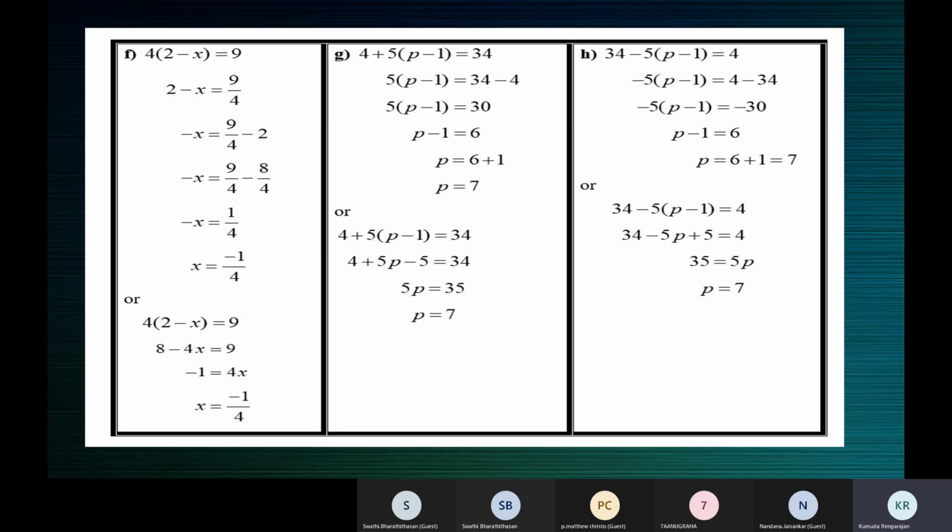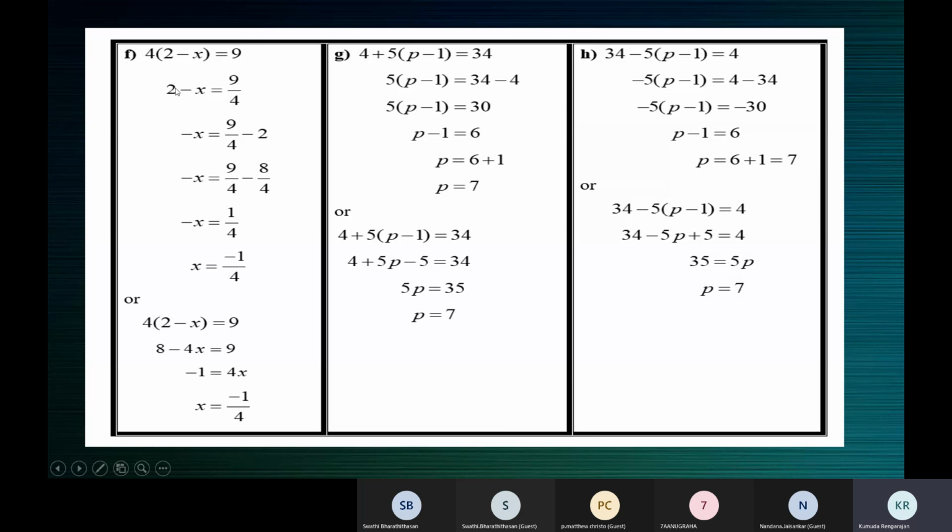We'll see the first method also. So in the first method, we don't open up the brackets. 4 into 2 minus x. We need to separate 2 minus x from 4. So first step, we divide both the sides by 4, dividing the LHS by 4 and the RHS by 4.